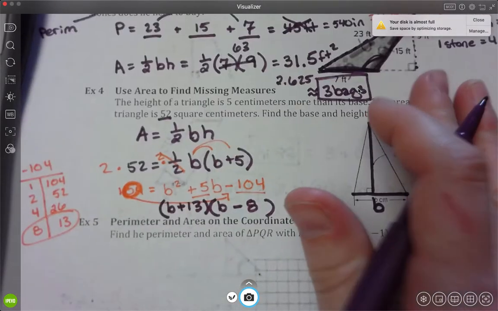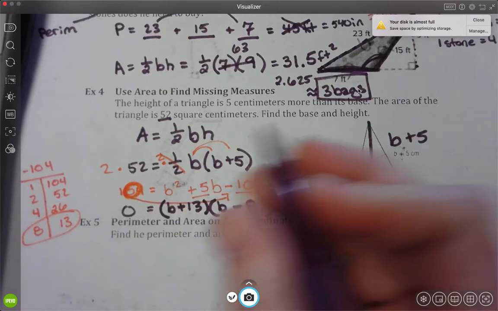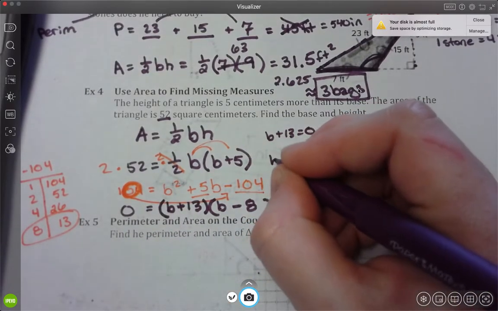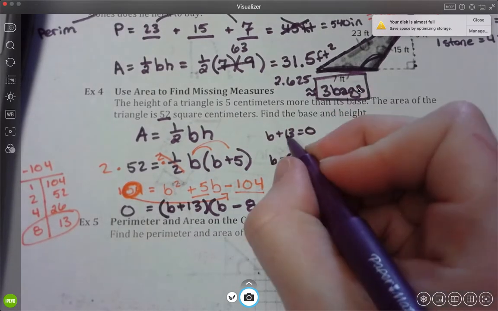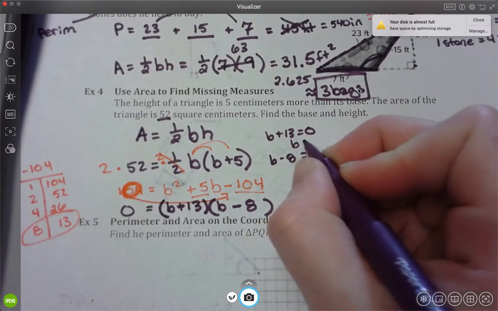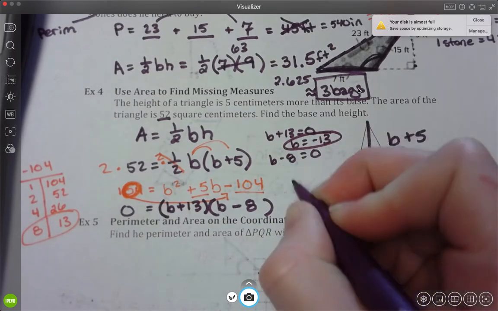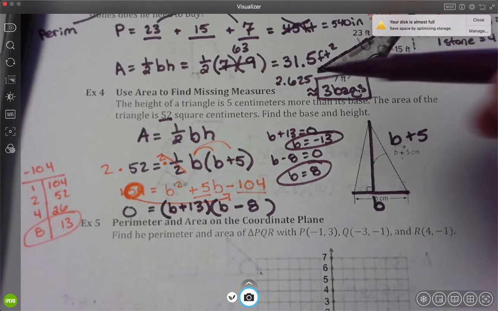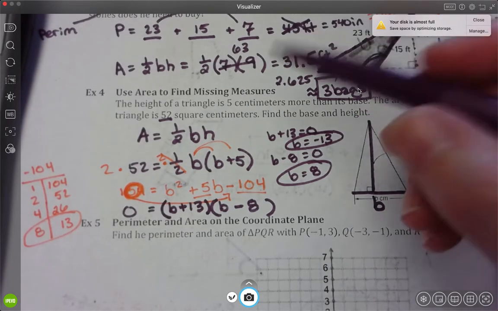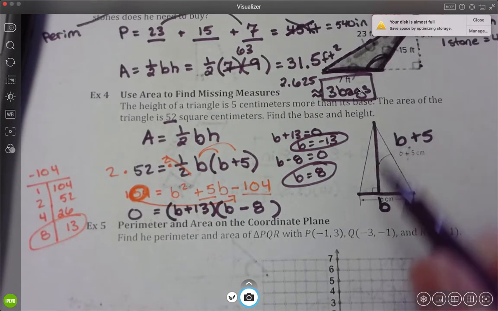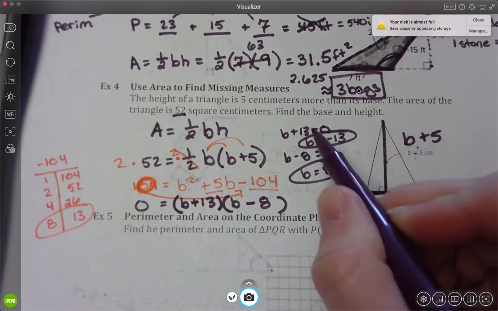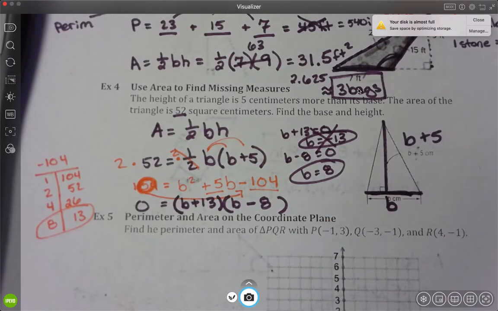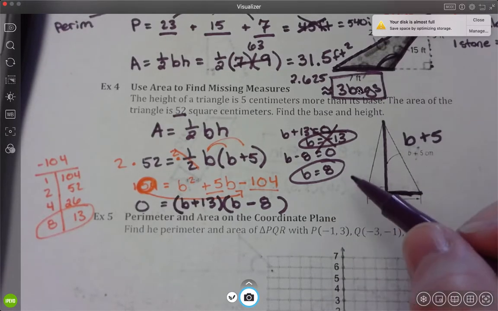Okay, so here's the deal. When I set those equal to 0, B plus 13 equals 0, and B minus 8 equals 0. So if I subtract 13 over, B will be negative 13, and B will be positive 8. Now, the problem with this, the way it's written here, is that the base is this length across the bottom. Can I have a negative length? No. So the only answer that I'm actually going to be able to use is that the base is going to be 8.